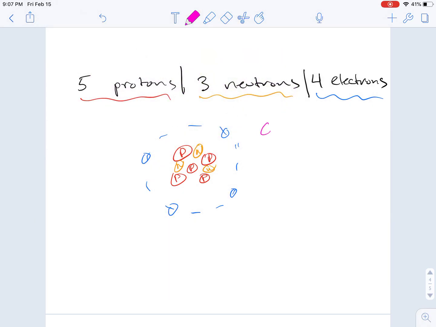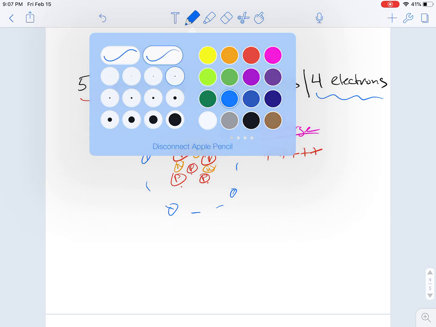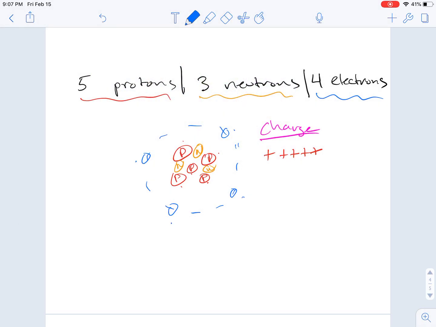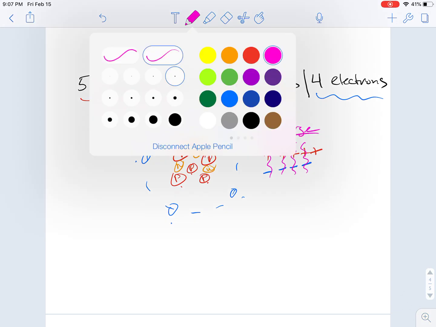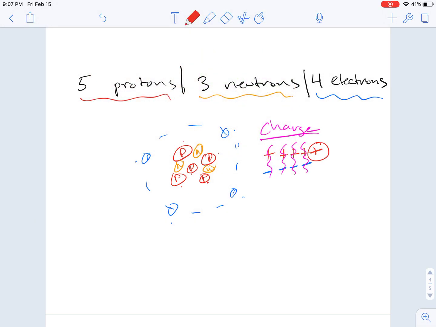So now I'm going to consider the charge. So I have 1, 2, 3, 4, 5 protons. I have 1, 2, 3, 4 electrons, which are minus charges. So I have 1 I can cancel, 2 I can cancel, 3 I can cancel, 4 I can cancel, but this plus charge is left over, so the charge on this atom is going to be 1 plus on the overall charge.